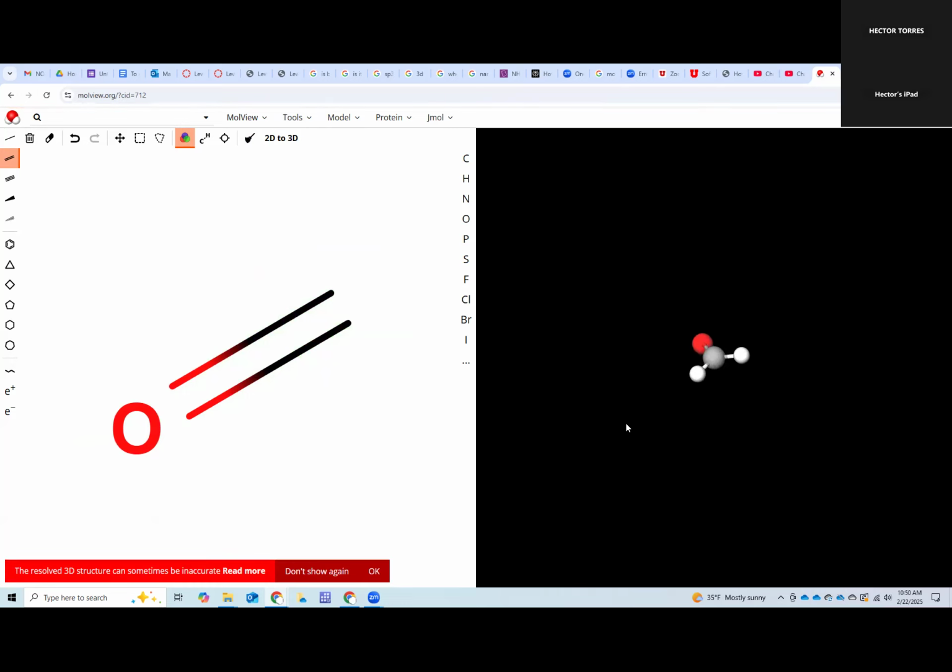So we can see that the white ones are going to be the hydrogens, this is going to be our oxygen, and this is going to be our carbon. And as we can see, they are completely planar. They are all on the same plane, and that's what it's going to look like. So that's going to be it for our formaldehyde.